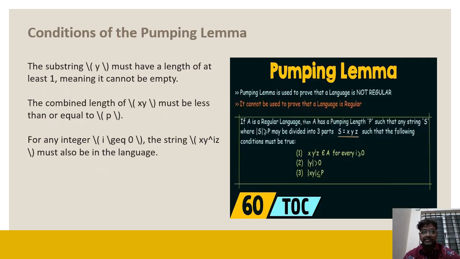Understood? Next is conditions. The substring y must have a length of at least one, meaning it cannot be empty. The combined length of xy must be less than or equal to p. For any integer i greater than or equal to 0, the string x y to the power i z must also be in the language. And this picture I have shown before, right?